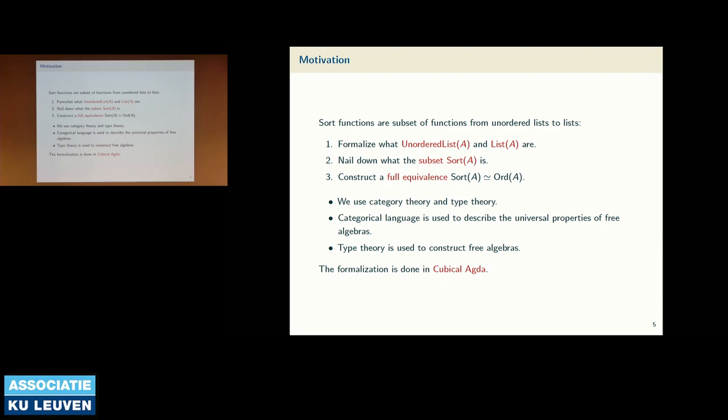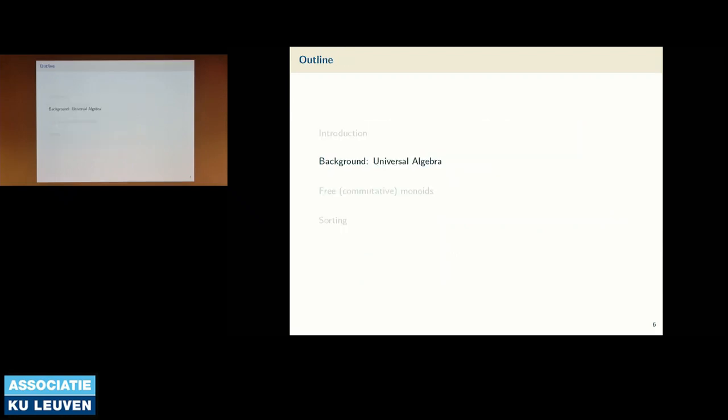We're going to use both category theory and type theory, because category language allows us to describe universal properties of free algebras, which, as we will see, we are going to use: free commutative monoid to describe unordered list and just free monoid to describe list. And also we use cubical Agda type theory to construct these free algebras.